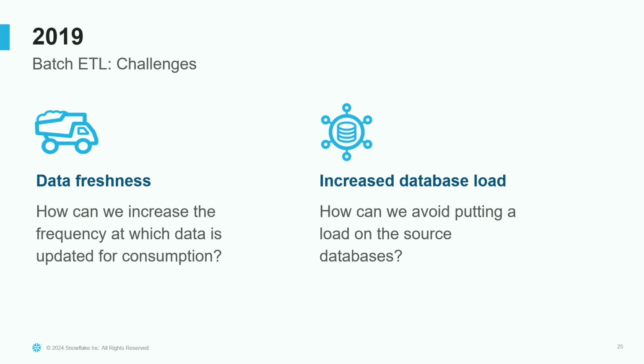The second challenge was the increased database load. Every night when the ETL job would run, we would issue select statements, select star statements to every table against every database. For our larger tables, you can imagine how inefficient of an operation this was. In addition, we weren't incrementally loading our data to capture the deltas between the last time we ran the ETL job. So what this means is every night we were reloading these tables. This led us to ask a second question. How can we avoid putting a load on the source databases?